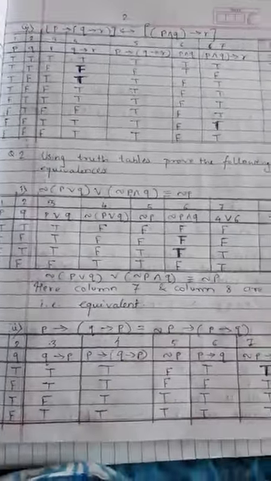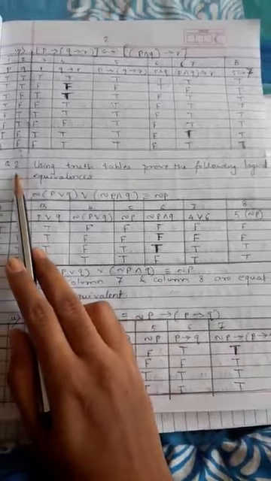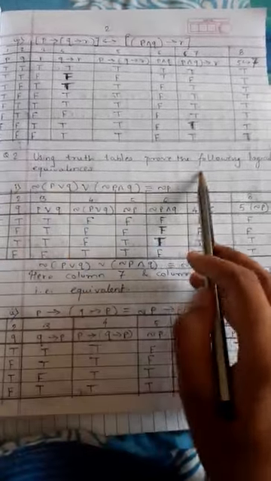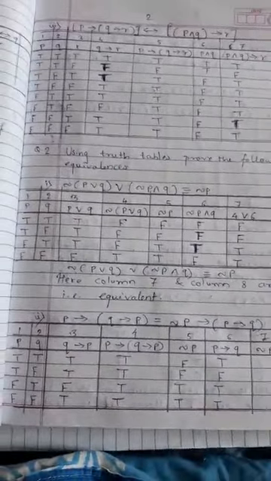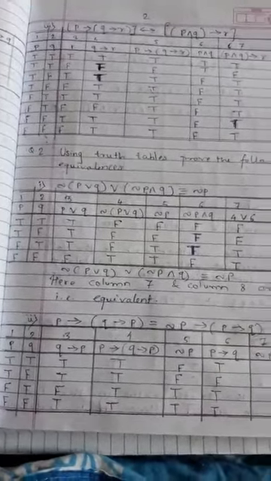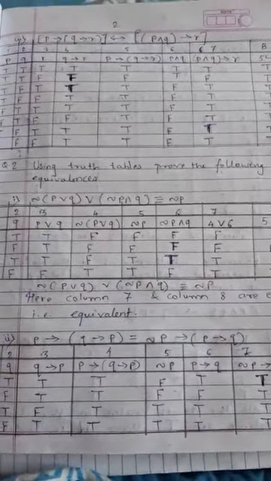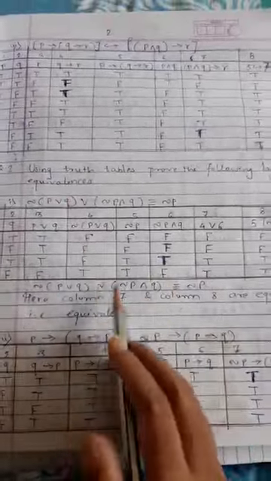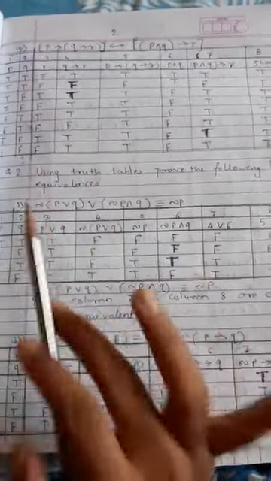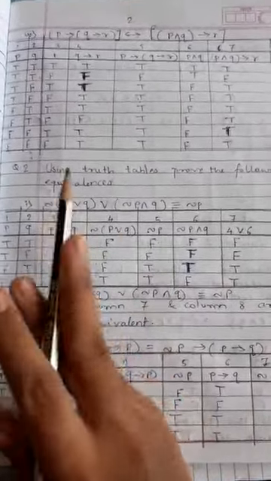Next question. Using truth tables, prove the following logical equivalence. We have seen the definition of logical equivalence. Logical equivalence means you have to show that two columns are equal. That is called logical equivalence. Now let us see what the problem is here.